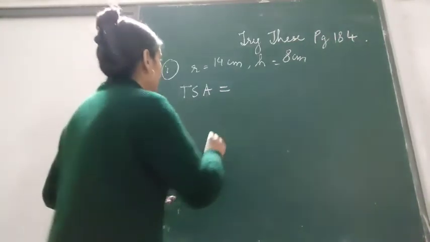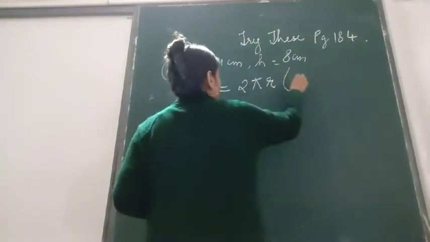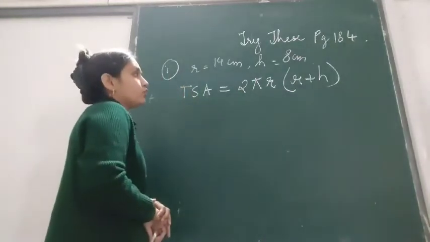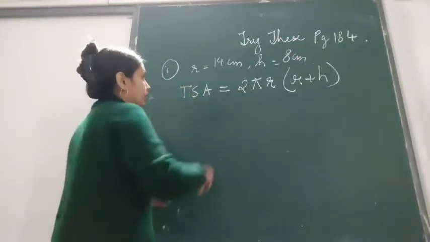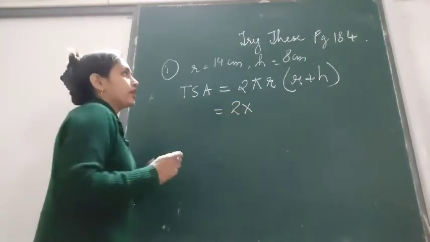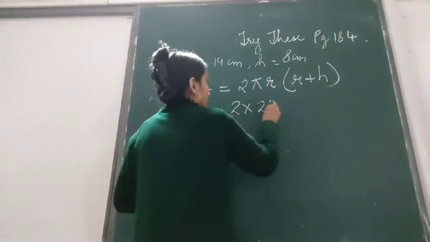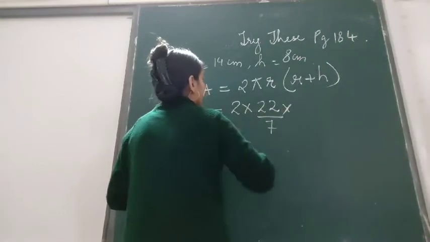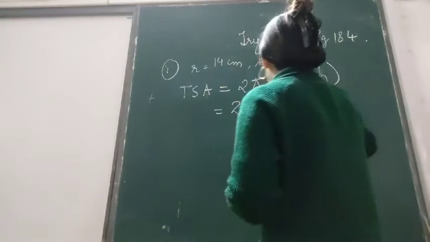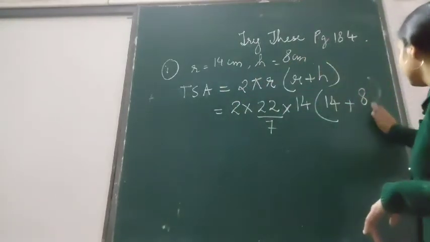Total surface area. So 2 pi r. We discussed this just now. So this is the total surface area: 2 pi r into r plus h. So 2 into either you take 3.14 the value of pi or you take 22 by 7. Depends on you. Into r is 14 and r is 14 again and h is 8.